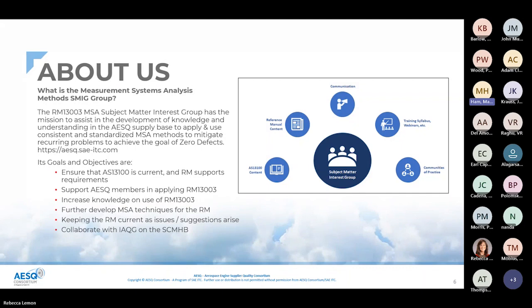Our goal is to ensure that AS 13100 is current and relevant for people. The RM supports use of AS 13100 and gives good context on how to use it as well. We support members who are trying to apply 13003, so we will answer questions. And our goal is to increase knowledge in the area of MSA and further develop techniques. So the RM is not going to be stagnant, it is evolving. And one of the things we're trying to do is incorporate more techniques in it than we have already, to give more resources and more ability to work together on this.